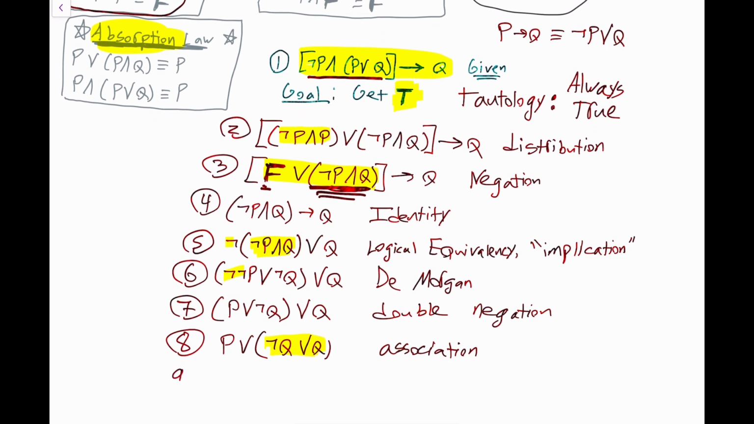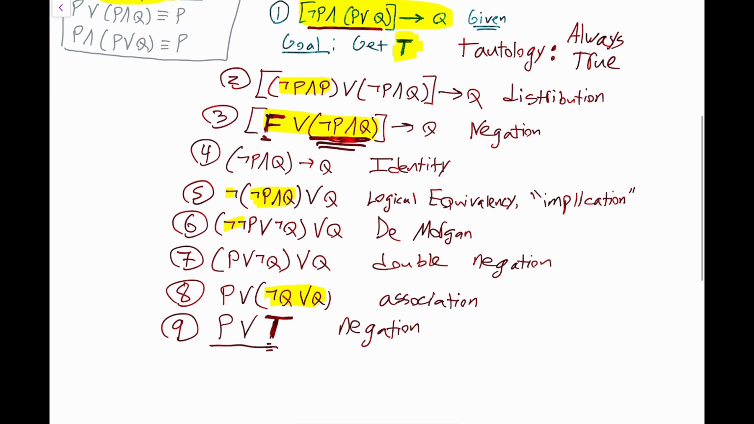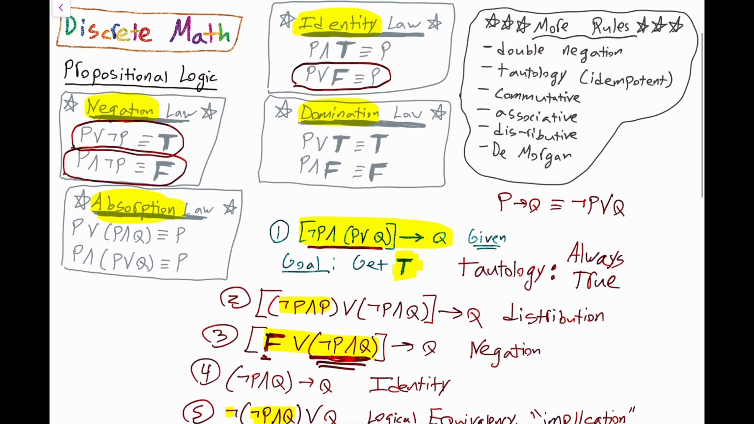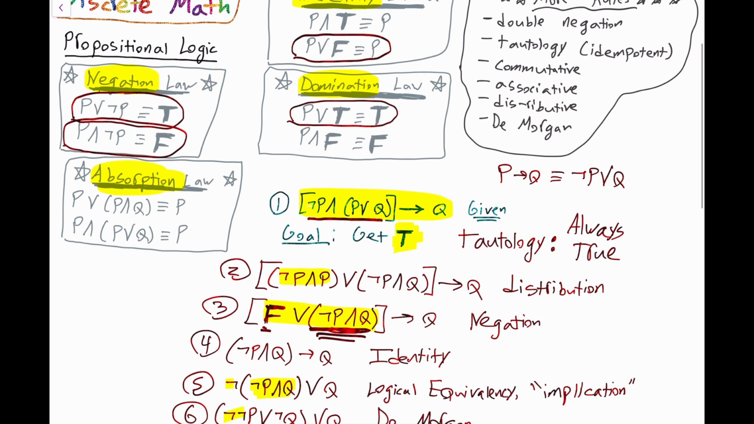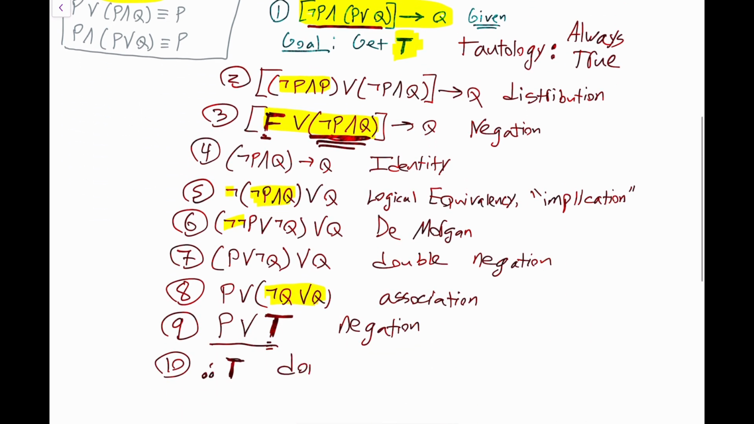So for line 9, we can get P or something that's necessarily true, by the negation law. But now we have P or something that's necessarily true. So, since one option we know is absolutely true, we know this disjunction as a whole is necessarily true. So for line 10, we can say, therefore, we do have a tautology because this is the domination law. And that concludes that proof.